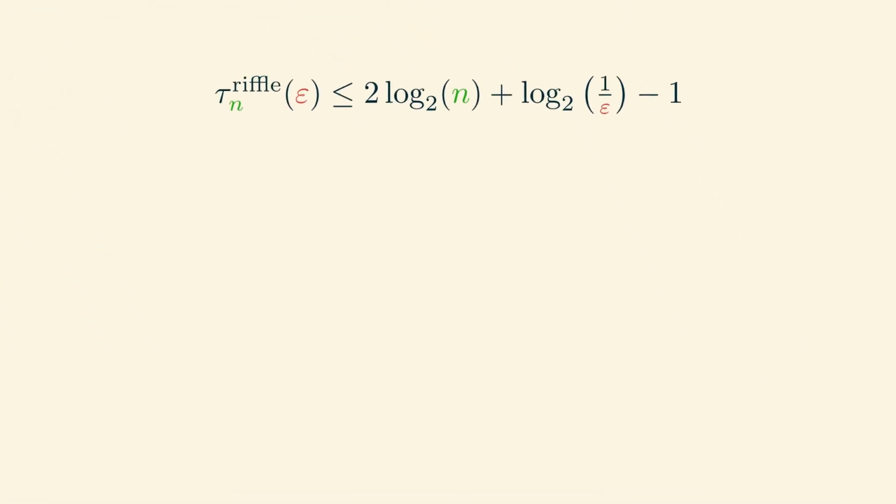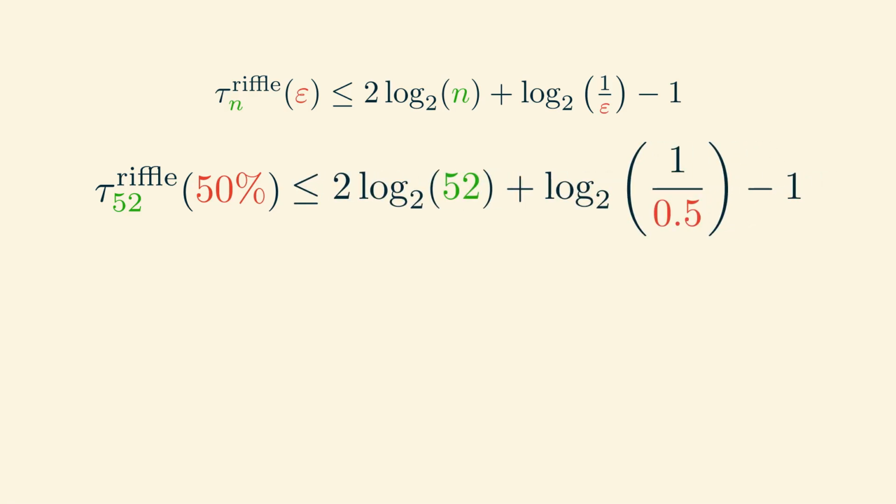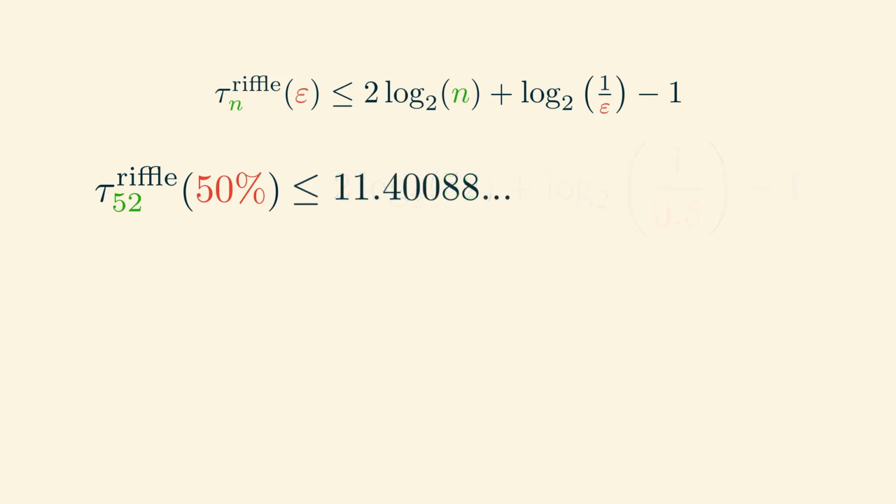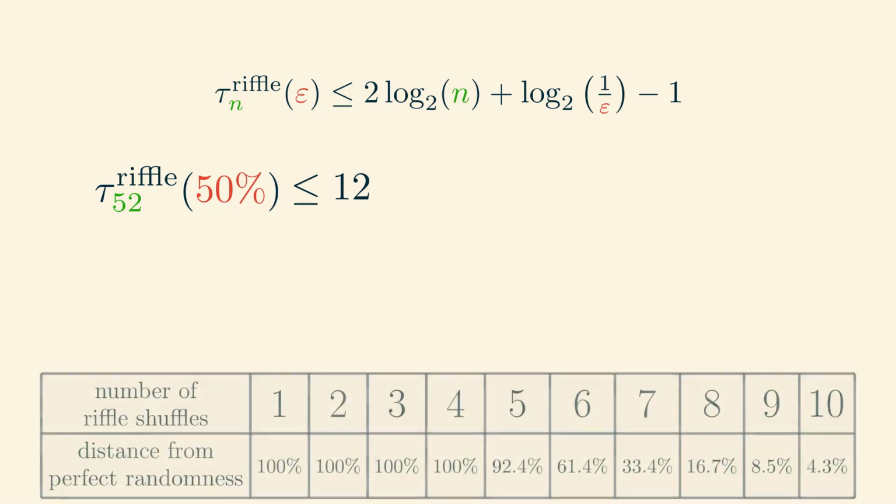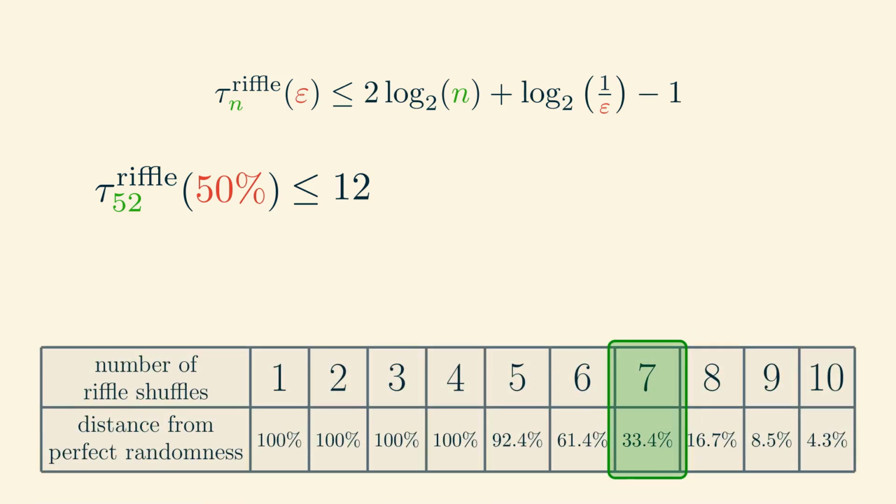What does this give us for n equals 52, a standard deck of cards, if we want to be within 50% total variation distance from perfect randomness? Plugging these numbers in, we see that we need to do at most 12 shuffles. This is higher than the 7 shuffles that the previous table showed us, which makes sense because we didn't actually compute the total variation distance, we just got an upper bound for it. To get the true total variation distance takes a lot more work.